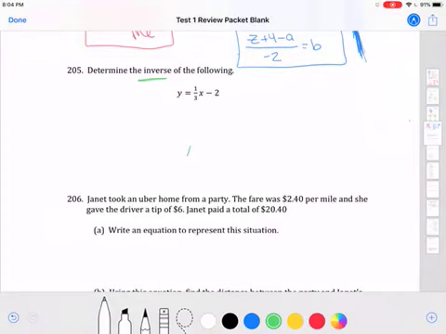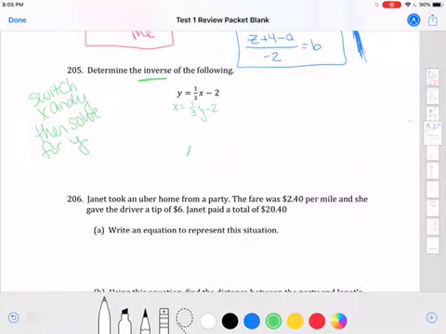So the big thing with inverse that you need to remember is that you switch x and y, then you solve for y. So it seems weird in the beginning to switch x and y, but that's the idea of inverse. So where I see a y, I'm going to put an x equals 1/3. Where I see an x, I'm going to put a y, and the minus 2 comes down. That's my first step for inverse.